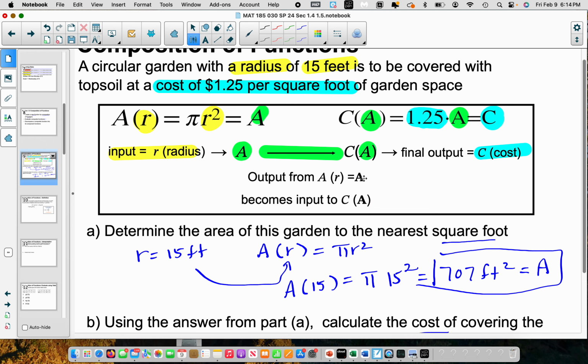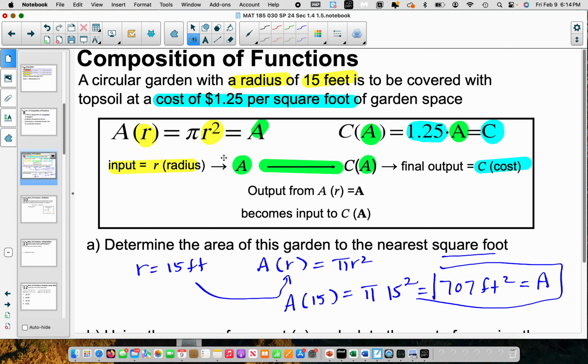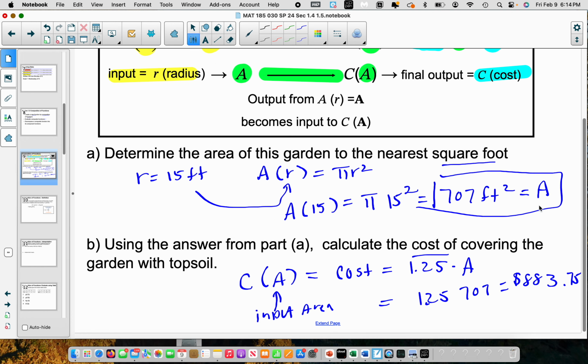So that's what a composition of functions is. We're really combining or composing two functions together. We take one function, the output of this function now becomes the input to my cost function, and then I get a final output.